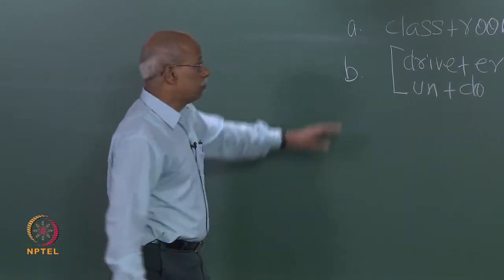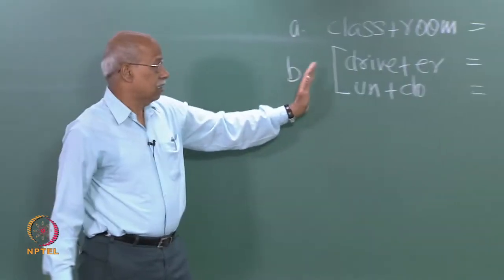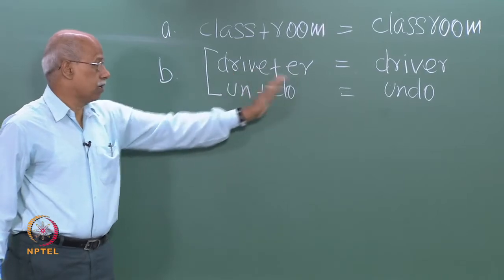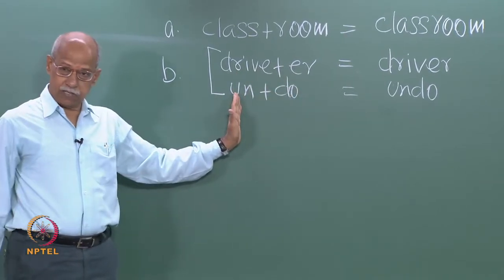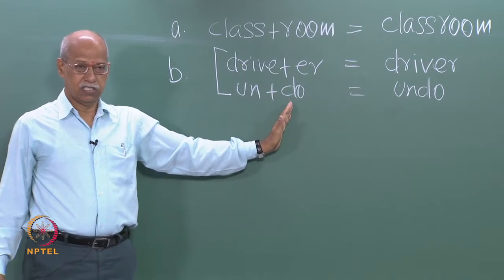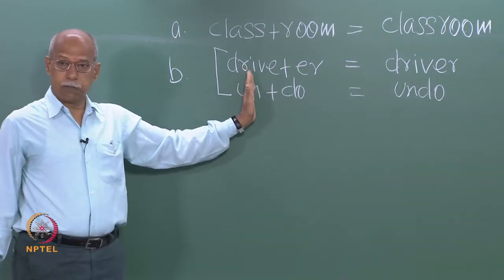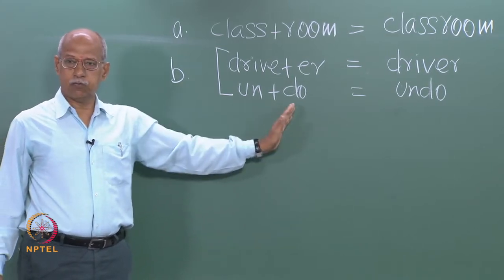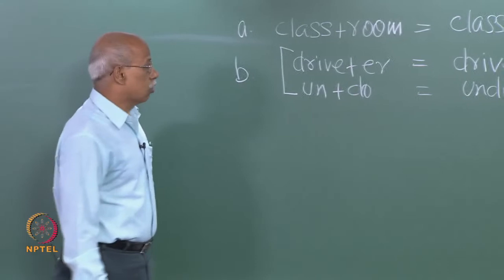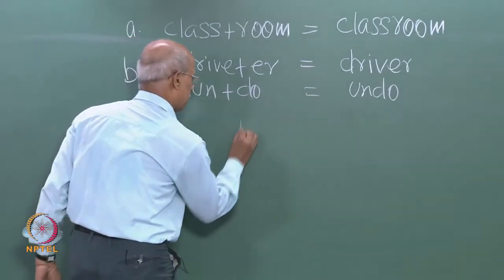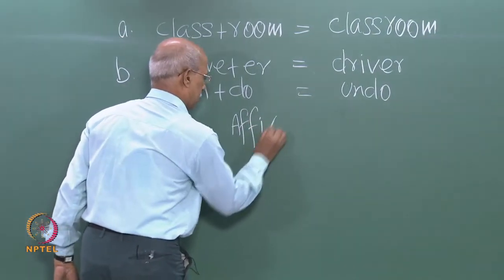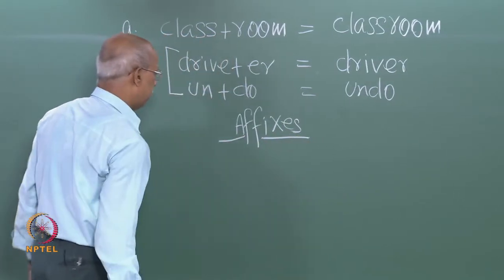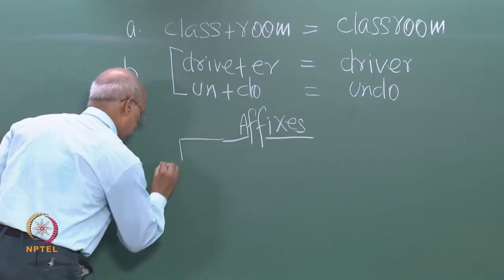I also told you, if you may remember, that these things are called affixes. This is word plus affix. This is affix plus word. In the first case, we have word plus affix. In the second case, we have affix plus word. You may remember, I also told you that we have three kinds of affixes. We have prefix.